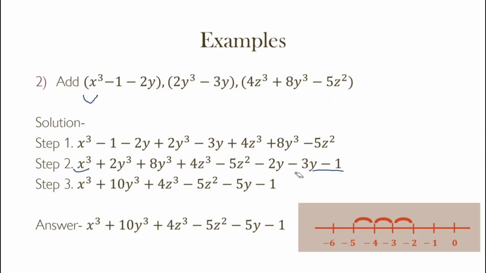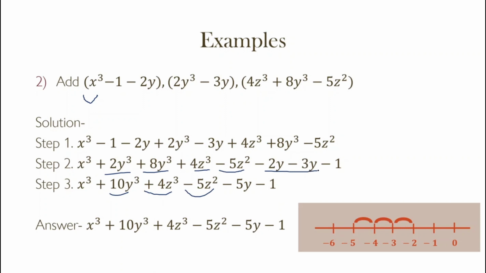Now just solving it like we did in the previous question. X cube, since there is no other x cube term, we'll be writing x cube as it is. And then 2y cube plus 8y cube is 10y cube. 4z cube, there is no other term with z cube, so it's plus 4z cube. Minus 5z square is also alone, so there is just minus 5z square. Now minus 2y minus 3y.